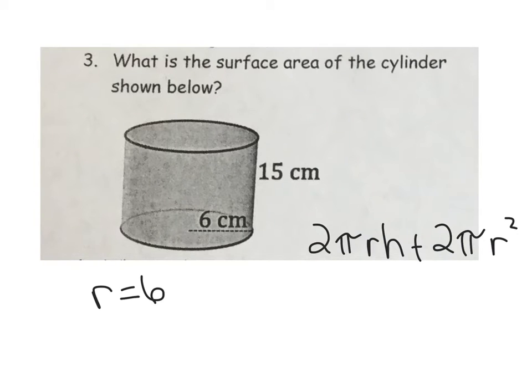Number 3. What is the surface area of the cylinder shown below? So the radius is 6, and there is our formula for surface area of the cylinder. 2 pi RH plus 2 pi R squared.